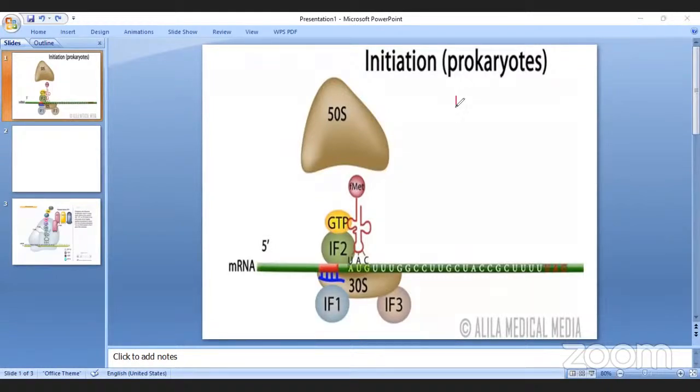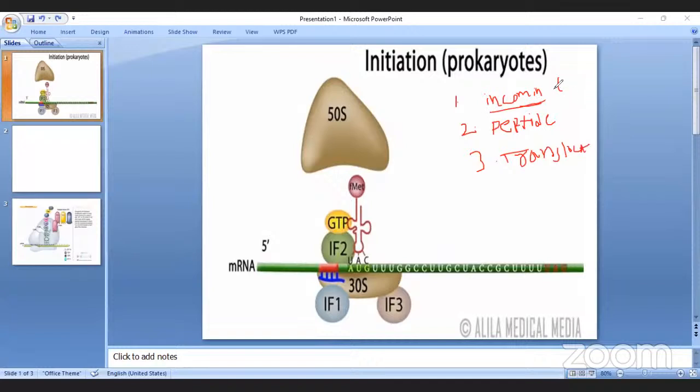In elongation, first step, incoming tRNA. I already told you, incoming tRNA, that is the second tRNA. Second step, peptide bond formation. Third step, translocation. This is very important. Translocation. First, let me complete the first one.